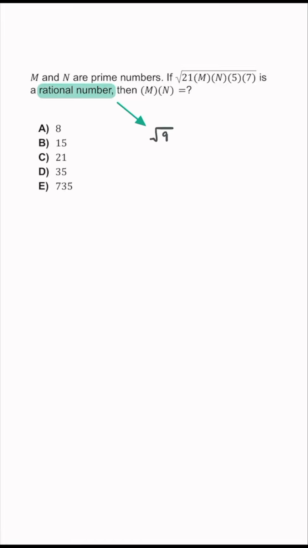Just say you had the square root of 9, that's going to be rational because you're going to end up with the number 3. Similarly, the square root of 64 is going to be rational because that's just going to be 8.